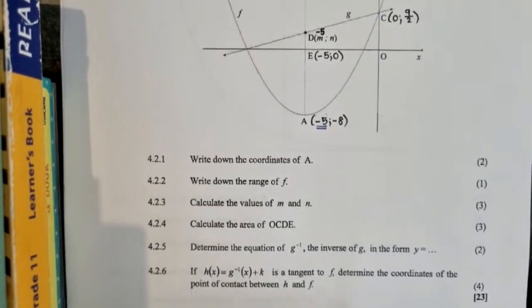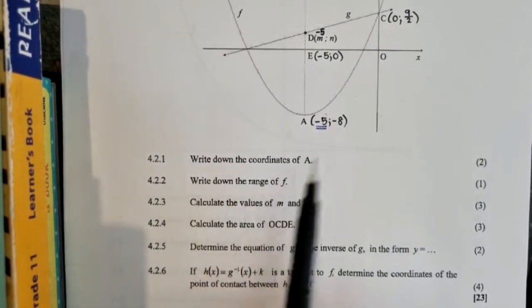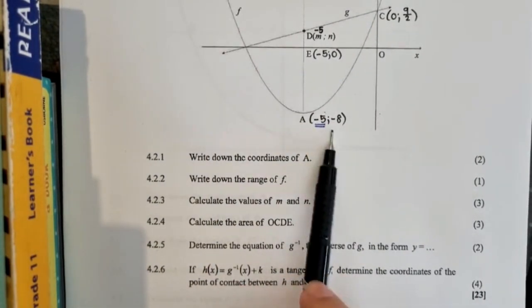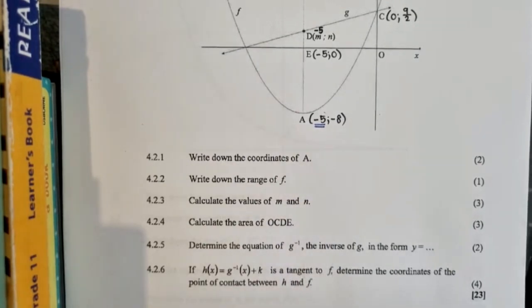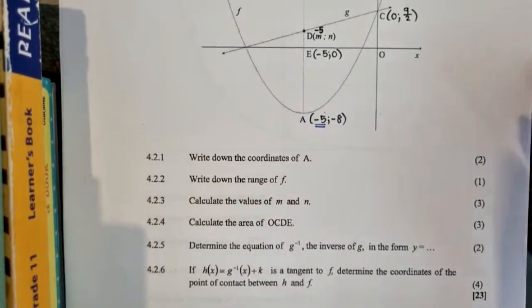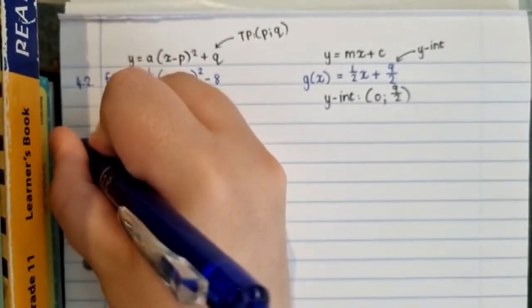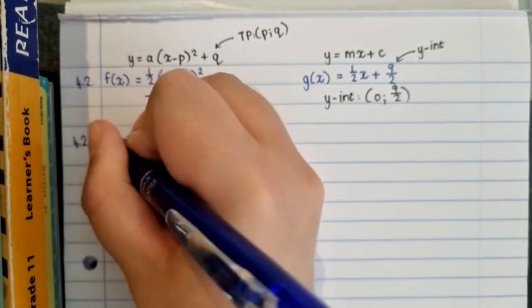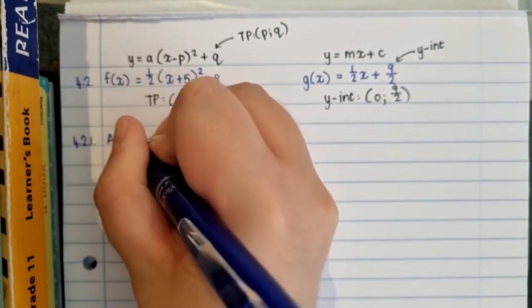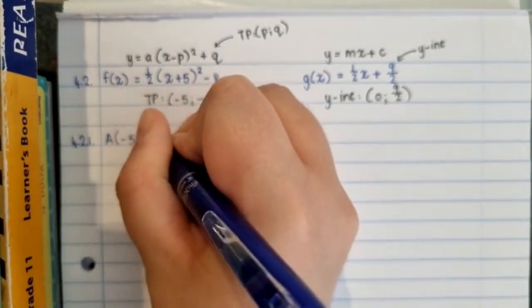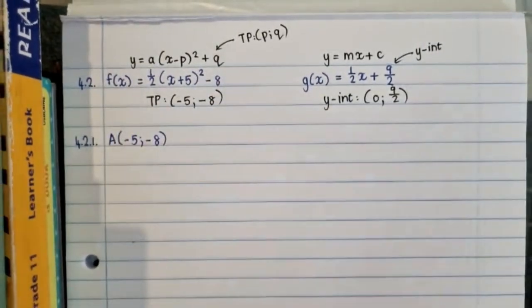Now we see 4.2.1, lovely, write down the coordinates of A. We already found those. The coordinates of A, the turning point, are (-5; -8). There we go, 2 marks.